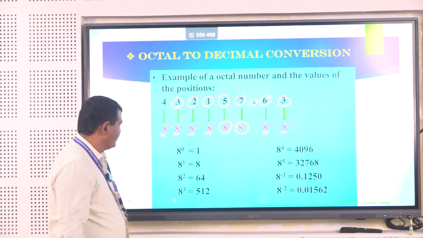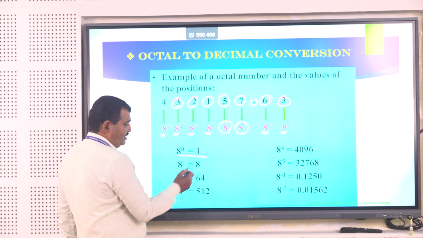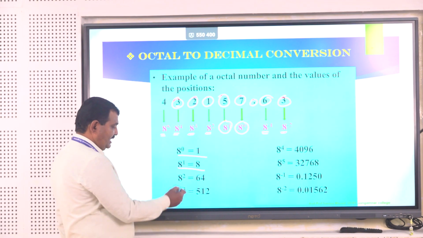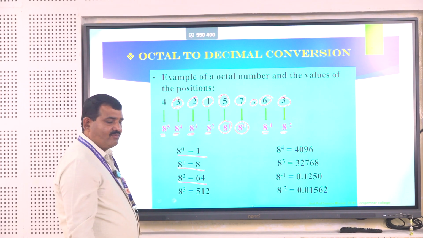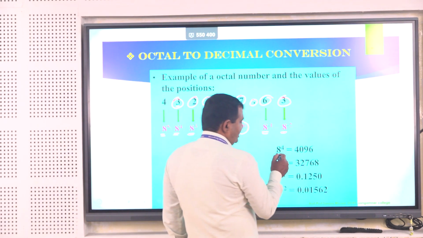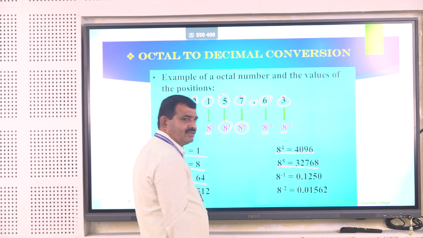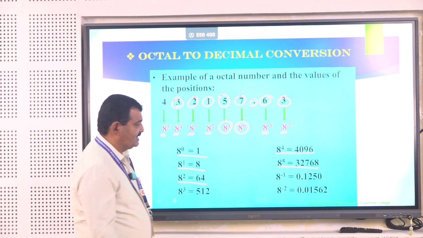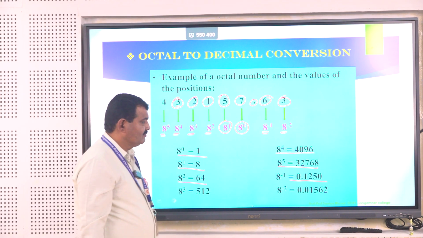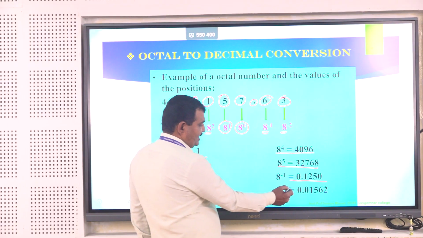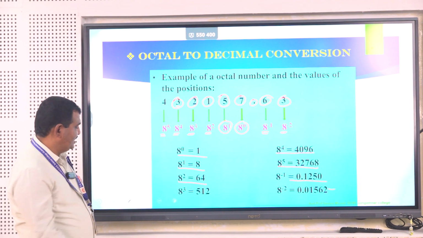raised to minus 2. So, 8 raised to 0 equal to 1, 8 raised to 1 equal to 8, 8 raised to 2 equal to 64, 8 raised to 3 equal to 512, 8 raised to 4 equal to 4096, 8 raised to 5 equal to 32,768, 8 raised to minus 1 equal to 0.125, 8 raised to minus 2 equal to 0.01562.